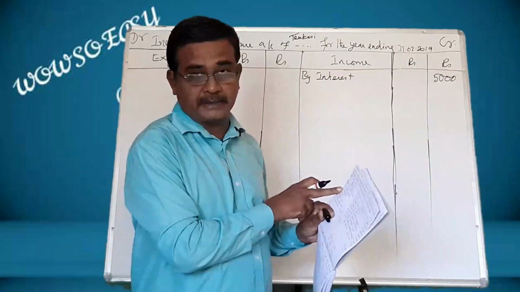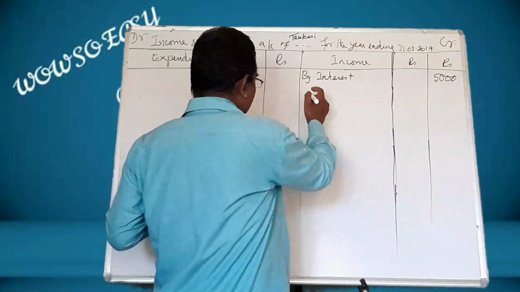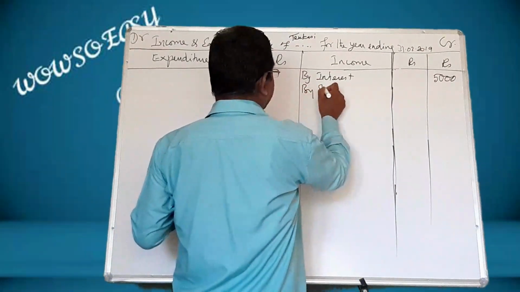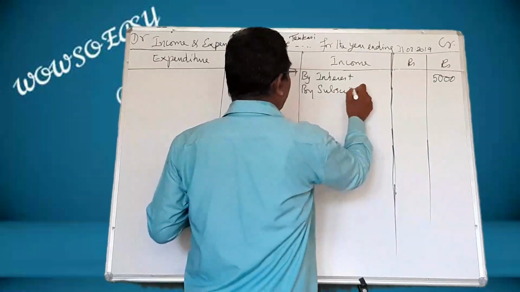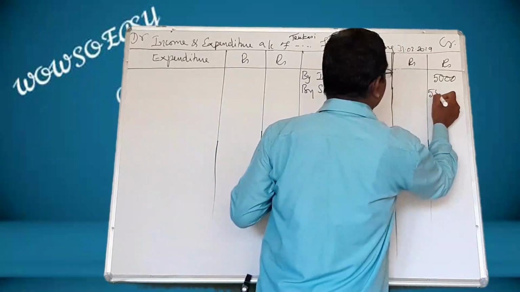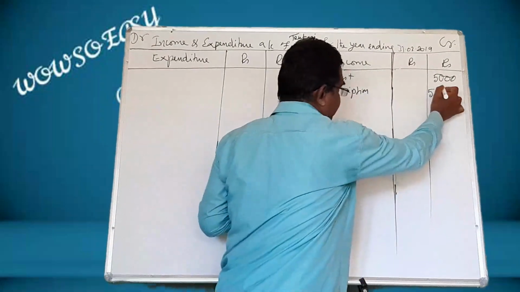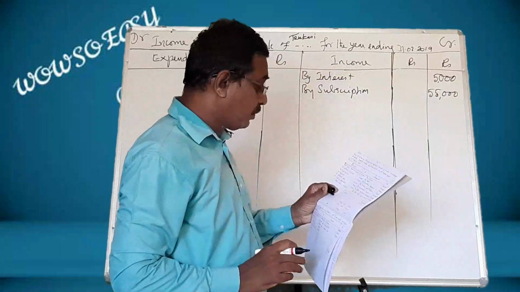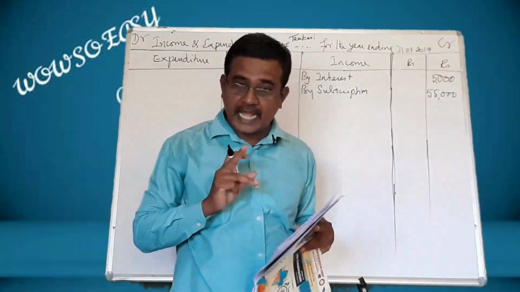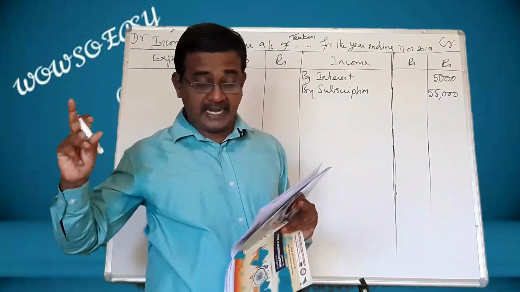Next one, subscription. Subscription is a revenue item. So, we bring it to this side by subscription. What is that amount? 55,000. And next one, legacies. That is a capital item that will not be brought here. That should be taken to the balance sheet.